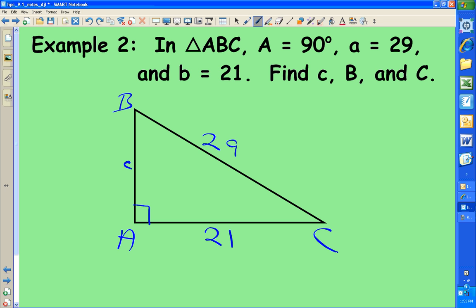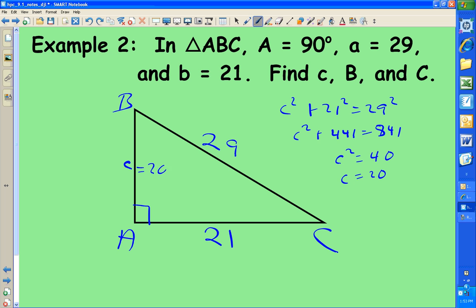How do we find c? C squared plus 21 squared equals 29 squared. C squared plus, what is it, 441? 841. So when you subtract, you're going to get c squared equals 400, so c is 20, nice. So if you knew your Pythagorean triples, 20, 21, 29.